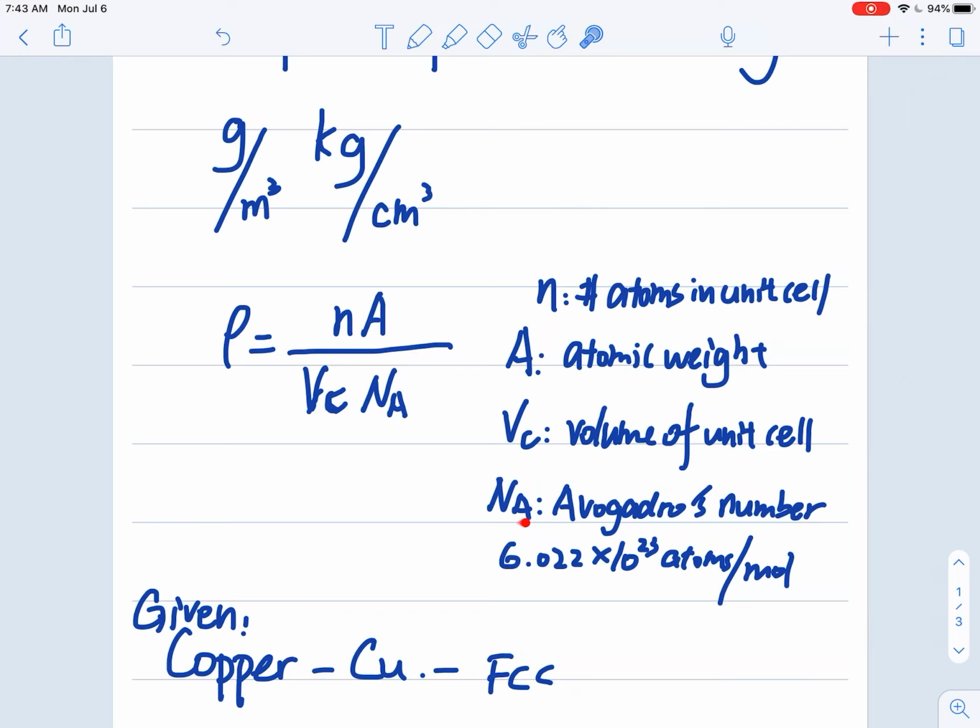Next, the last piece of information is a constant, so you can just write this on your cheat sheet all the time, and NA is 6.022 times 10 to the 23rd power. Okay, that's all you need to calculate theoretical density.